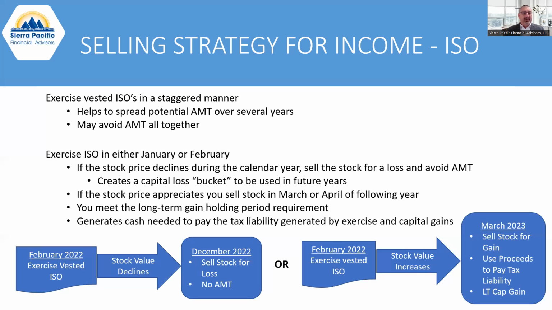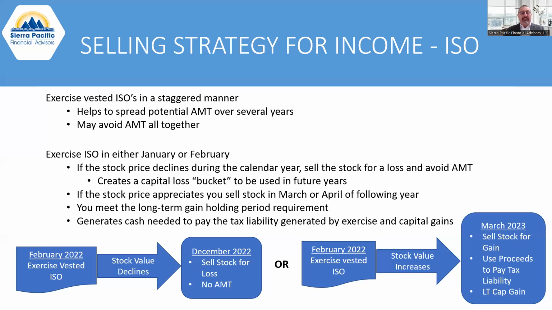So we have that little flow chart down here. In February 2022, you exercise some vested ISOs. Let's say the stock declines in value. In December of 2022, because you ride that out as long as you can, you're going to sell the stock for a loss and you avoid AMT. Because remember, AMT is that taxable year, that calendar year, January to December.